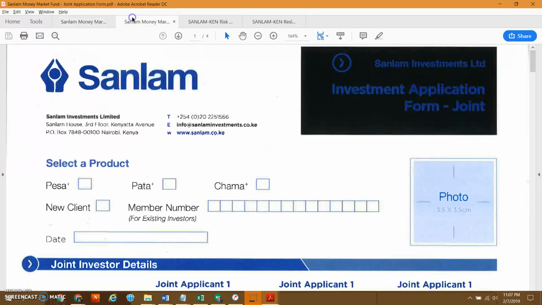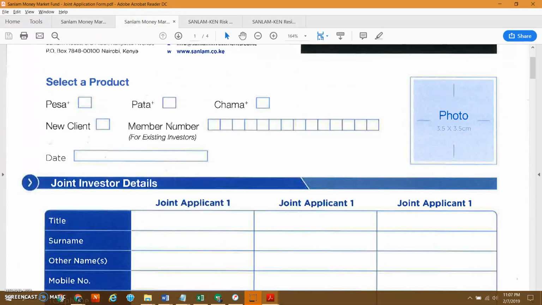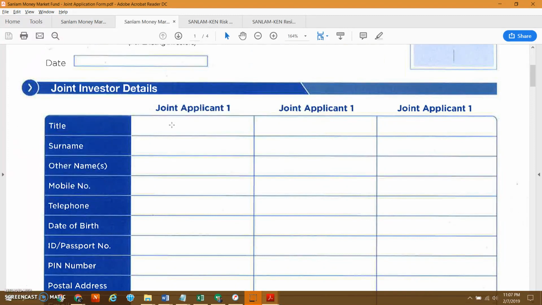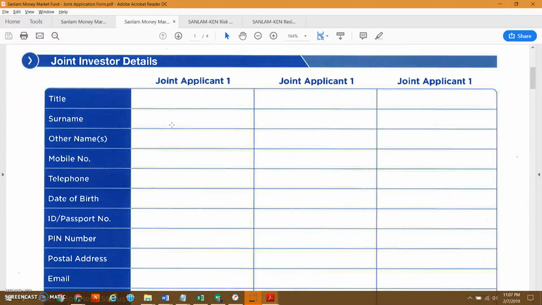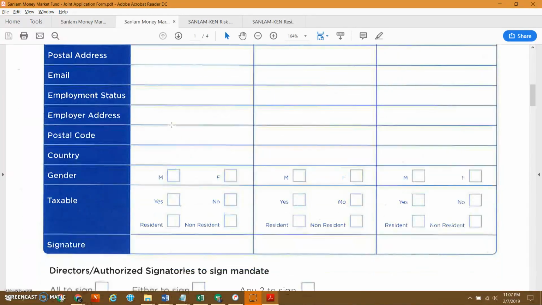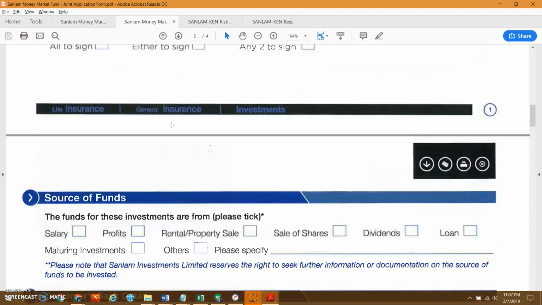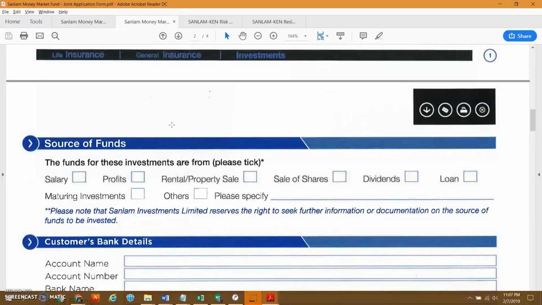Looking at that, nothing much to be added there. I think we've covered the nature of joint applications. These can be used, for example, with chamas or a couple that is saving for the education of their kid. They would use this form. Nothing peculiar there.